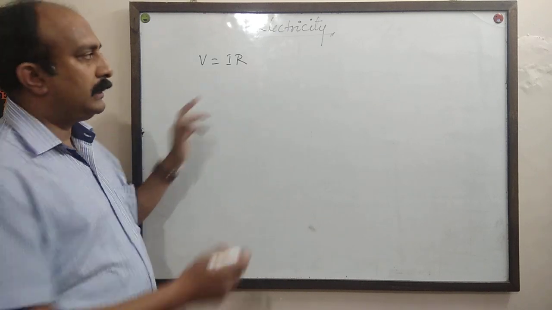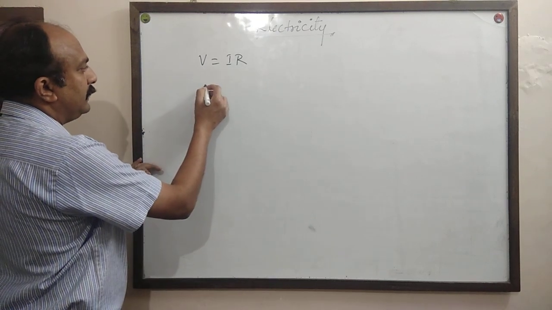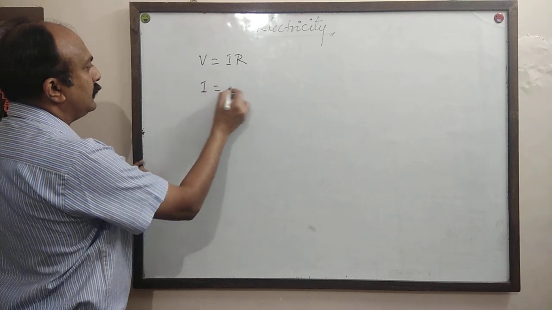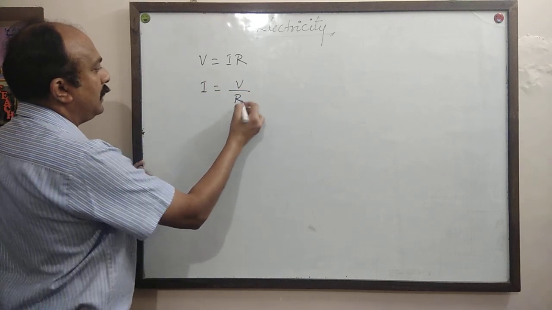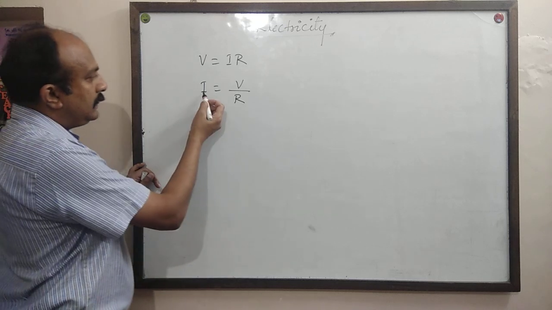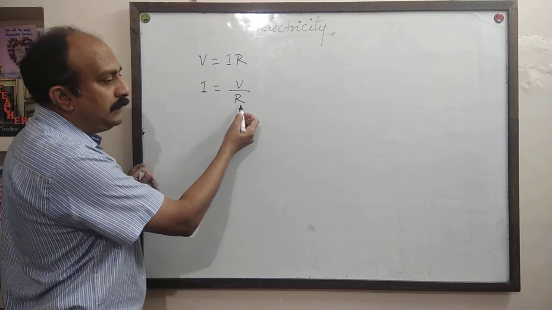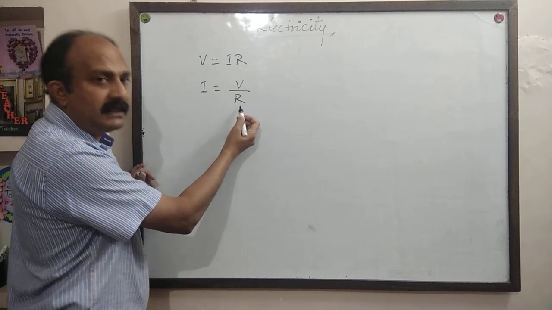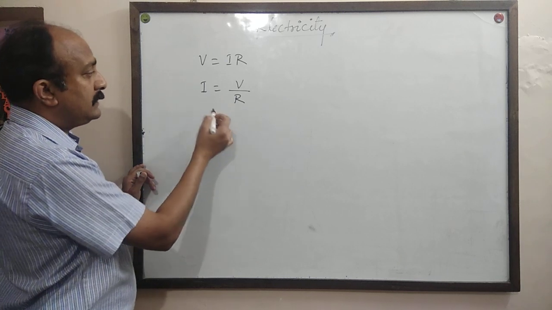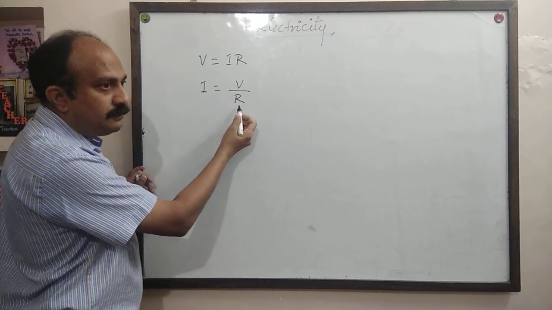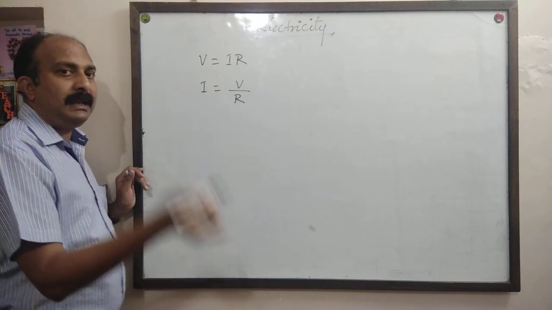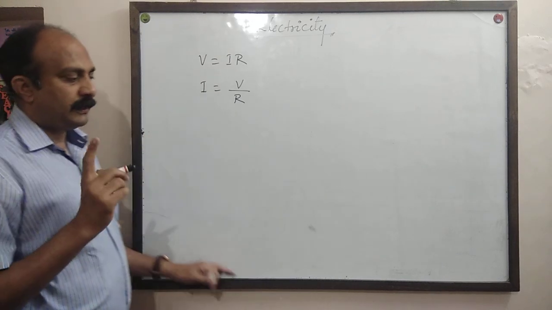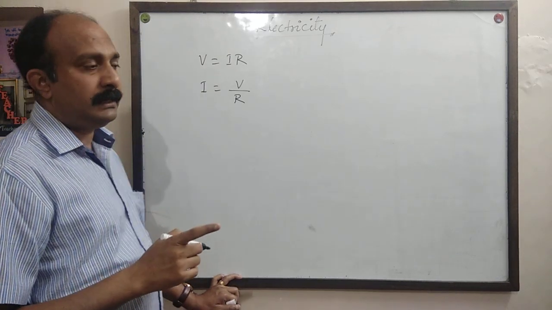And from this formula, if you derive, then we can say I is equal to V upon R. Electric current I is inversely proportional to the resistance. That means, if resistance is more, electric current will be less. This is what I told you in my previous class.